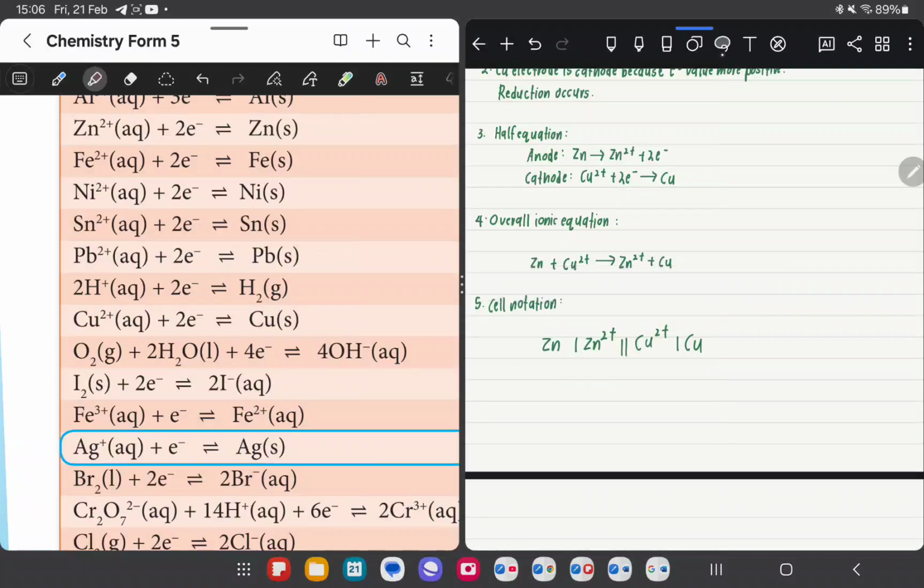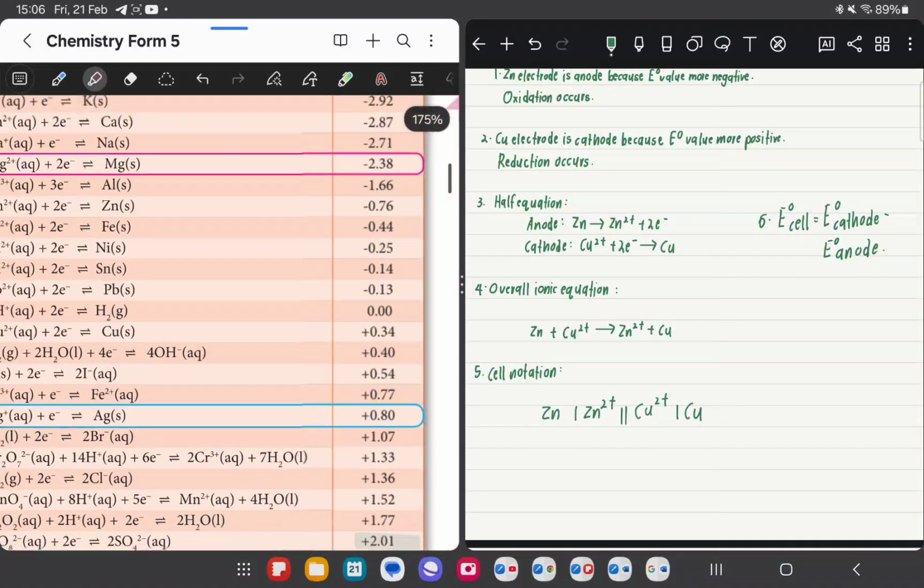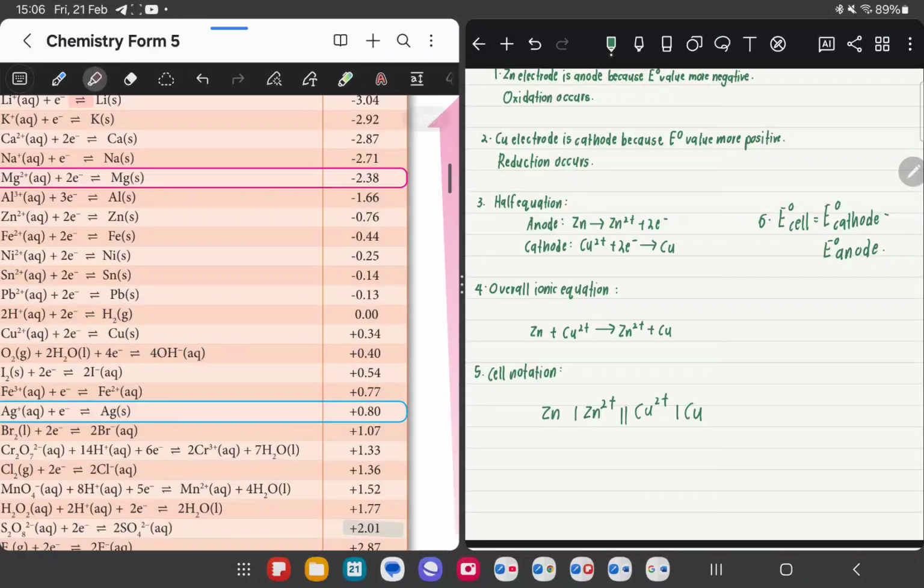And finally we have another one, which is your number 6. I write number 6 here, which is E0 for the cell. E0 for the cell is the E0 value for the cathode minus the E0 value for the anode. So what is your cathode? Your copper 2. The value for your copper 2 is positive 0.34. So write it: positive 0.34 minus, what is your anode?